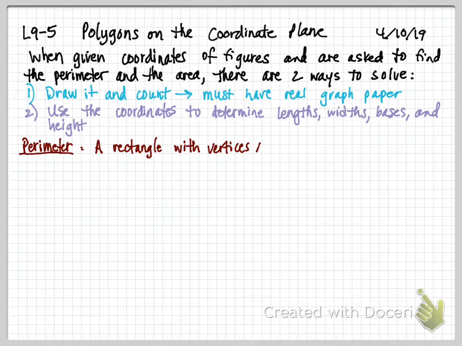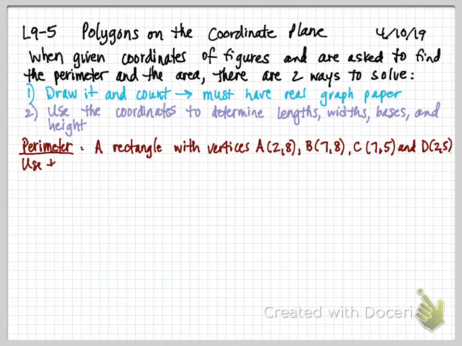Let's put the name of that point as A, and it's located at 2, 8. B, and it's located at 7, 8. C, that's located at 7, 5. And D is located at 2, 5. Okay, so we're going to use the coordinates to find the length of each side.